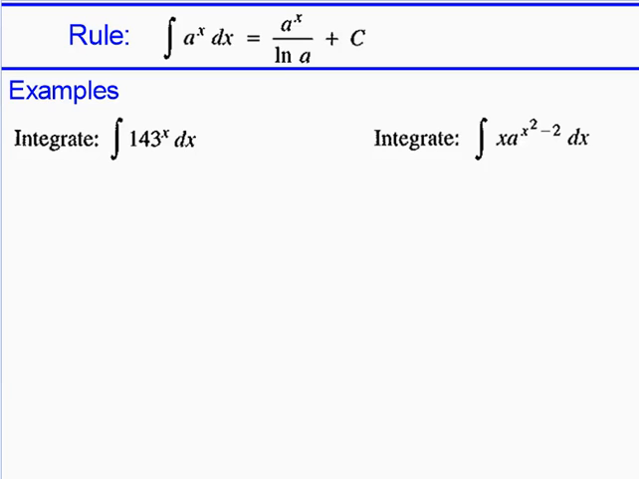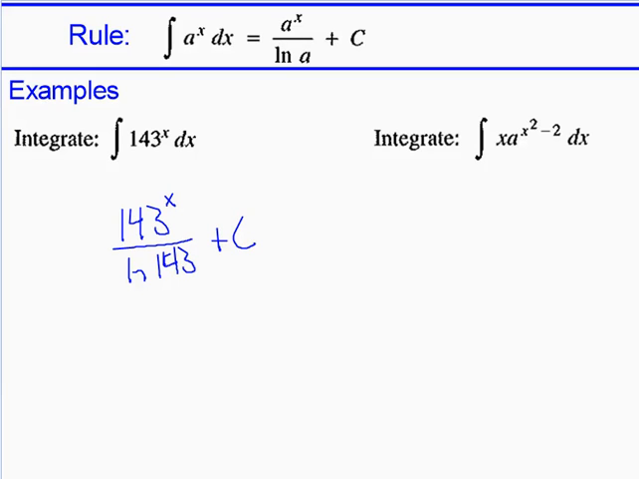So moving on to a couple examples. Integrate 143 to the x dx. Well, we're just going to use our rule for exponentials. So what we'll have is this is equal to 143 to the x over the natural log of 143 plus c.